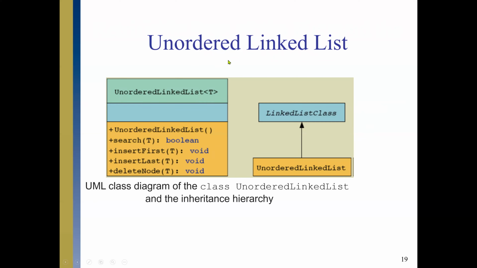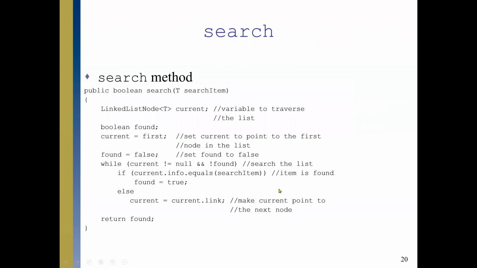So first we have the unordered linked list, the class diagram. We have the unordered linked list, that's the constructor. Then we can search an item. We can insert an item in the front, which is insert first. And also we can use insert last to insert an item at the back. And also we can delete a node from the linked list. The same thing also, the unordered linked list inherits from a linked list main class. So for a linked list here, we may have the ordered and also unordered.